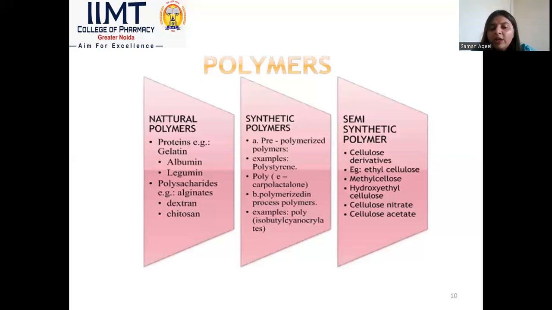Under semi-synthetic polymer comes the cellulose derivatives, which are being widely used in today's time: ethyl cellulose, methyl cellulose, hydroxyethyl cellulose, cellulose nitrate, etc. So these are the different categories of polymers which could be used for the matrix preparation.